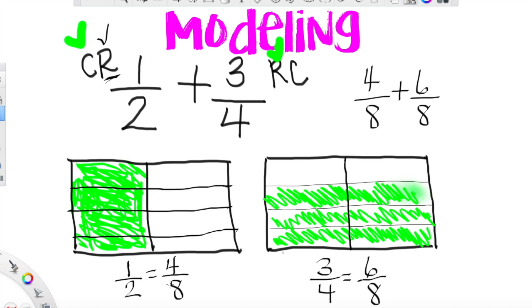1/2 is equal to 4/8 and 3/4 is equal to 6/8. And now we can just do some simple adding to find that 4/8 plus 6/8 is 10/8. We can simplify that into 1 and 2/8. And that is how we model. This is the strategy of modeling when we're looking for a common denominator. Again, this is a review, so I hope this looks really familiar for everyone.